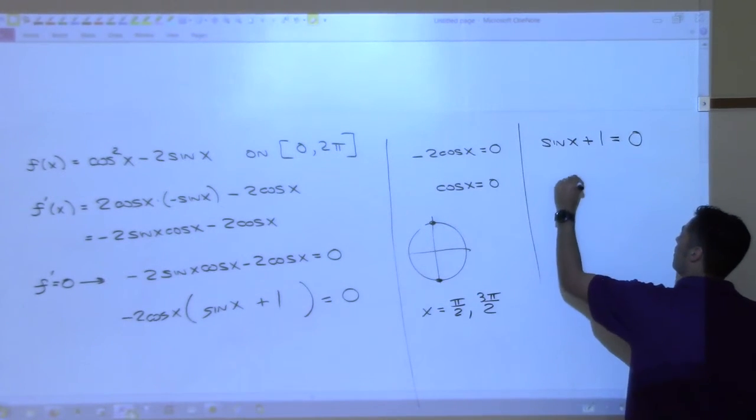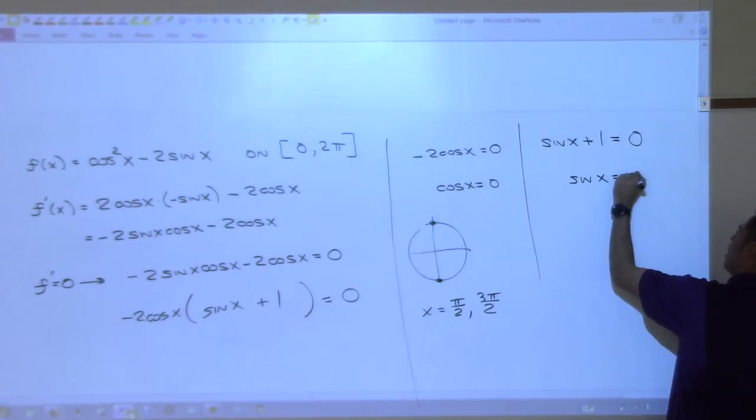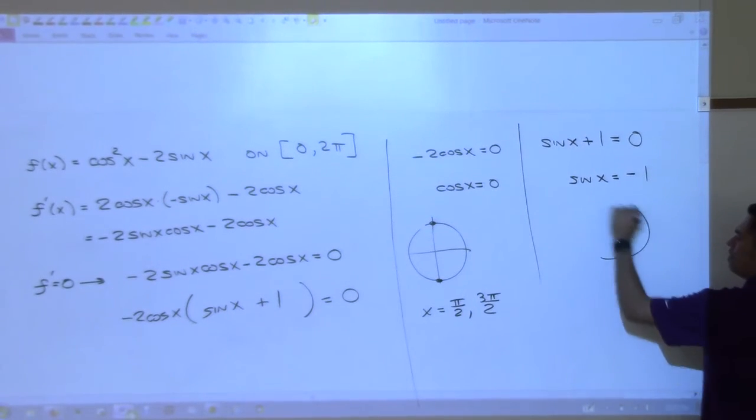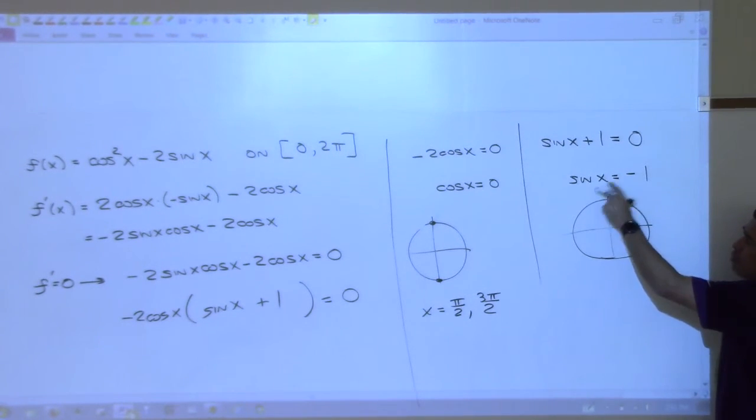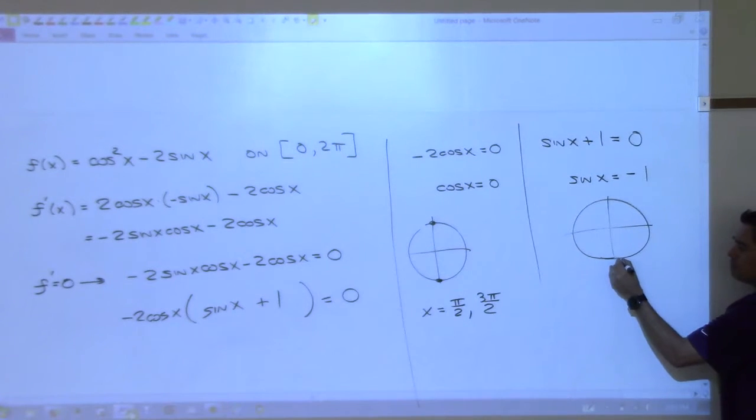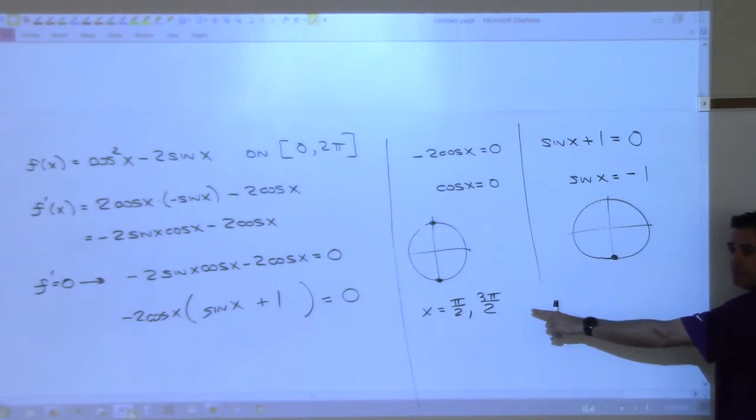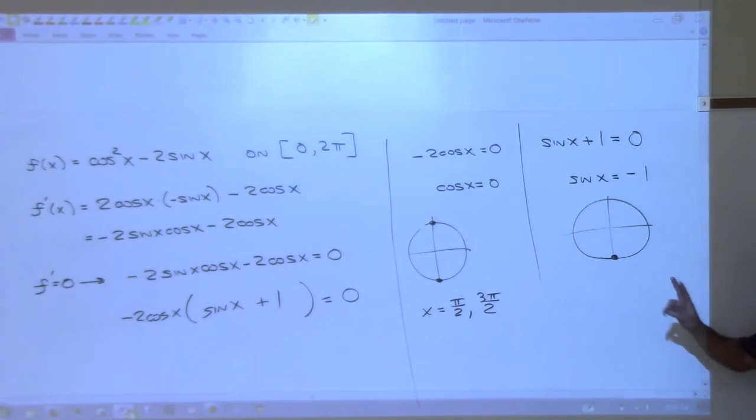Okay, this one is sine x equals negative 1. So on the unit circle, sine is the y coordinate, right? So where is the y coordinate negative 1? Right here, right? Which is 3 pi over 2? Yes? Which we already have. So we only have two critical numbers. Got it? So far?